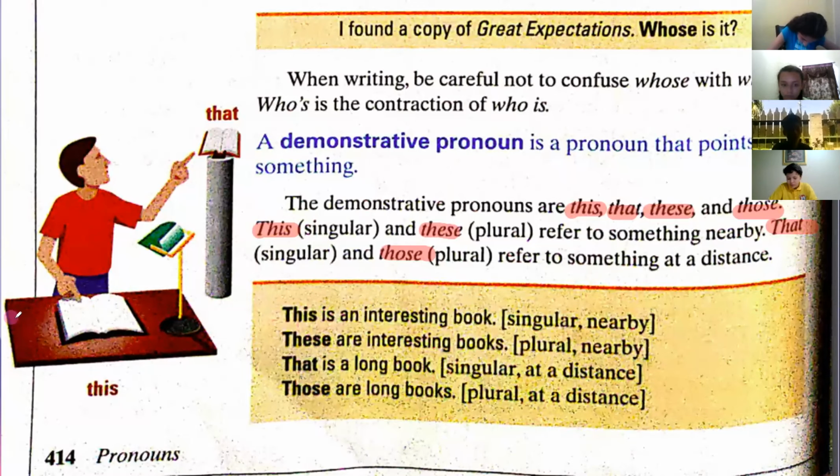Now, this is used for one thing that is close to you, okay? One thing that is close to you. These is for two or more things that are close to you. Then we have that, which is one thing that is away from you at a distance. And we have those, which are for many things, one or more that are away from you. So this is basically a demonstrative pronoun because they are demonstrating how close or how far something is from you.